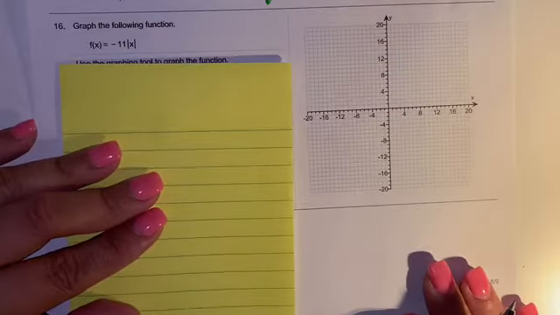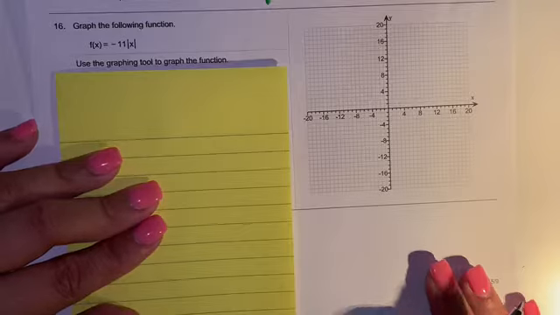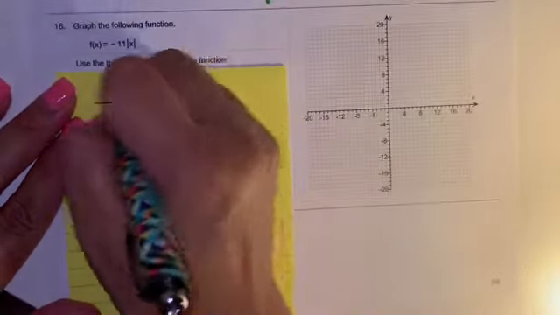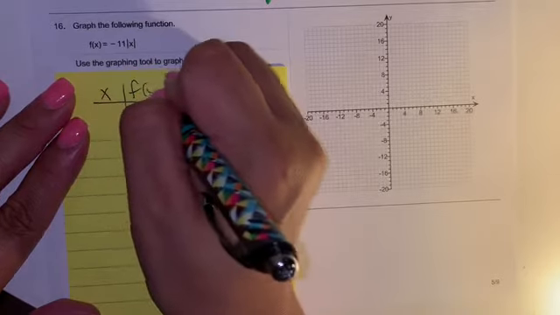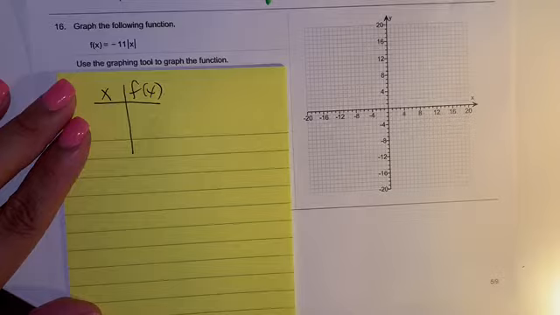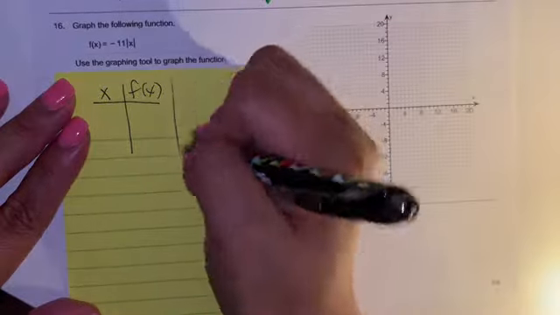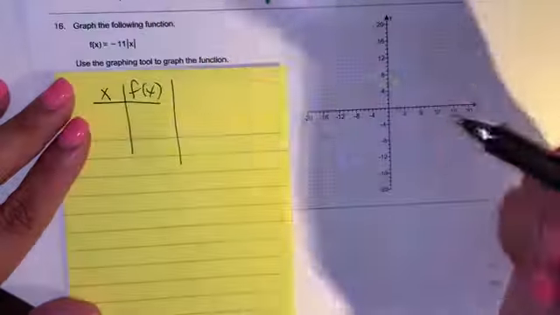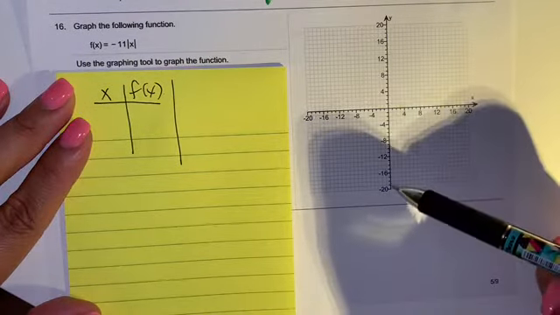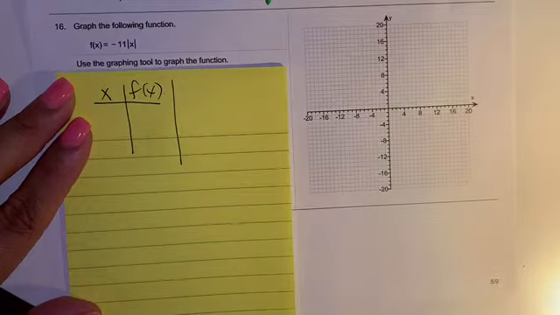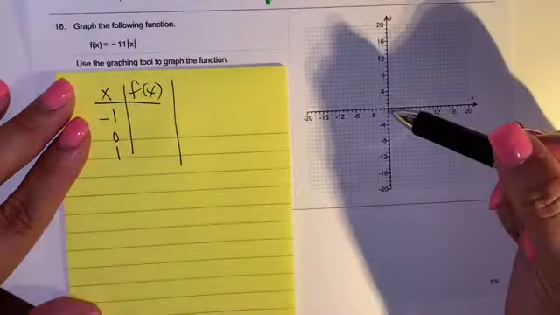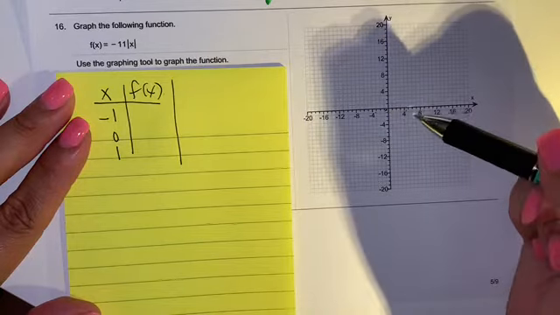16, graph the following function. Use a graphing tool to graph the function. You just really need to make a table. Remember that f of x is the same thing as y. So your scale is from left to right, up and down. It's pretty small. So let's just use the numbers -1, 0, and 1. You always have to have something in the middle, something on the left, and something on the right.